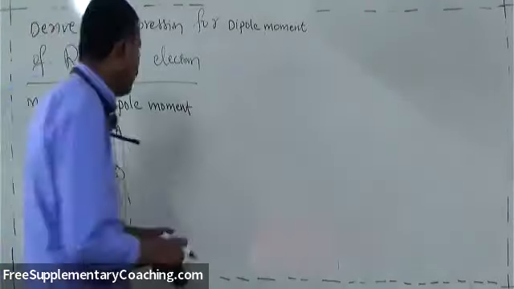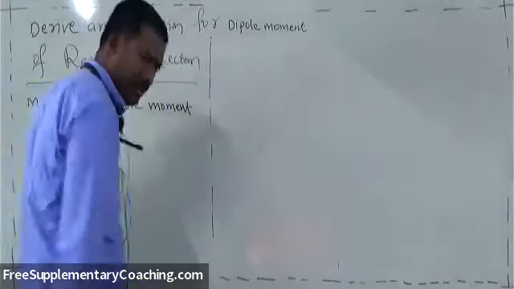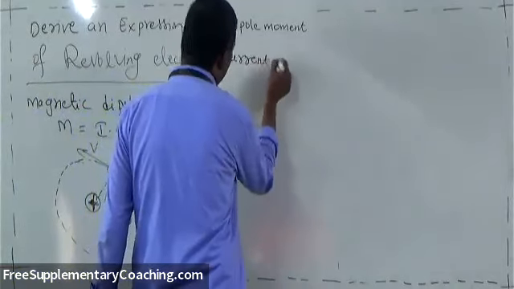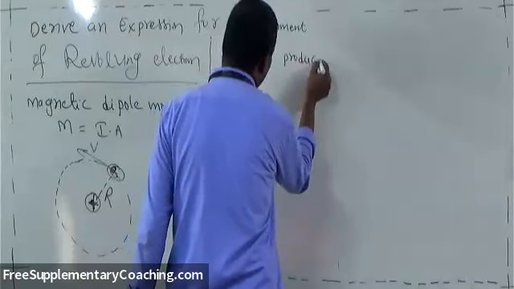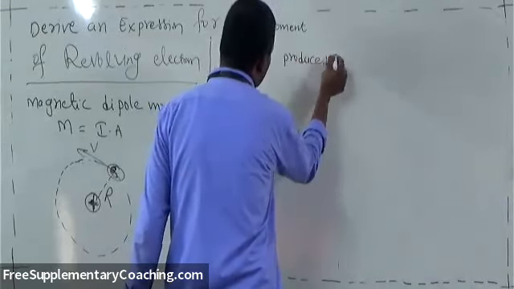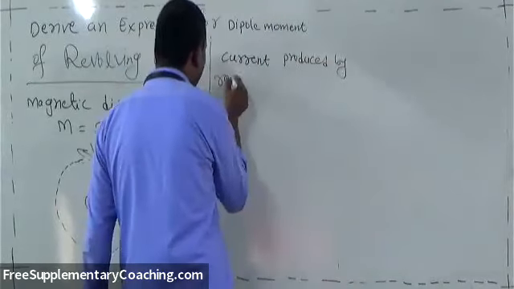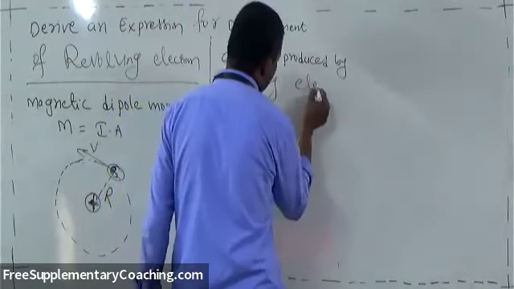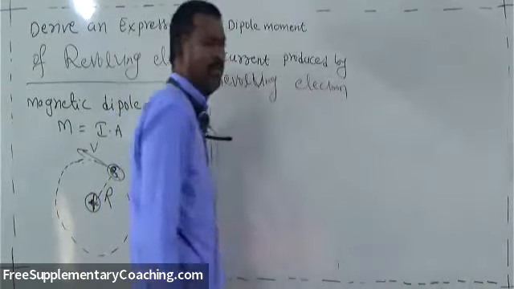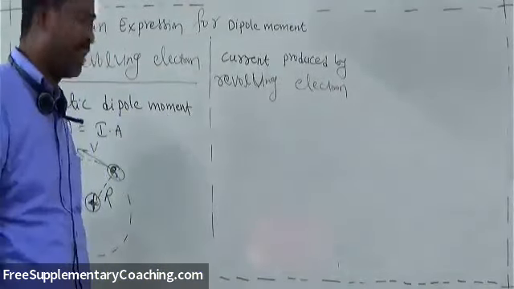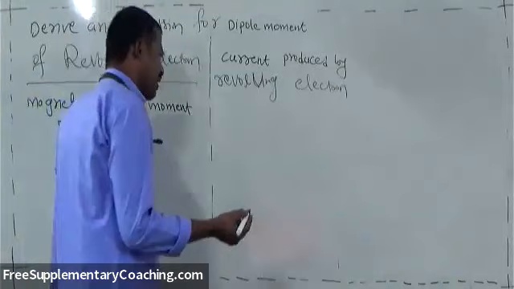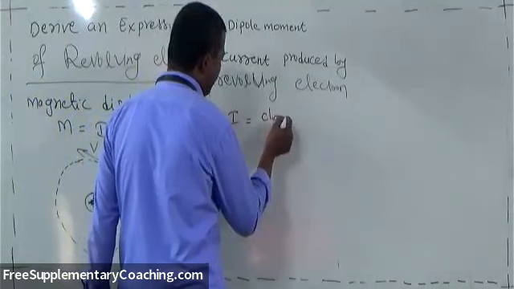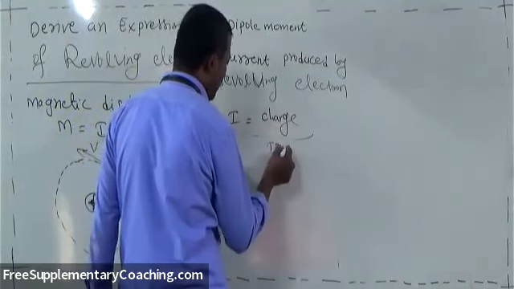Okay, now we will see करंट क्या रहता. First, current produced by revolving electron. What is produced by revolving electron means revolve ऐसे कर रहा है ना, रोटेशनल करंट produce कर रहा है. तो as per the definition of current, we can write charge upon time.